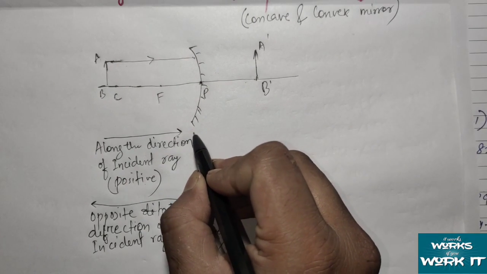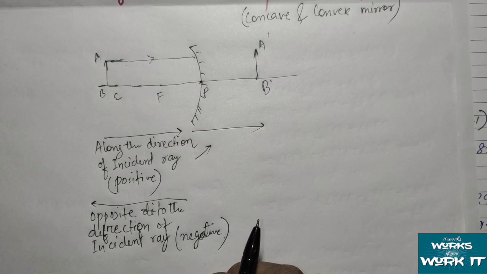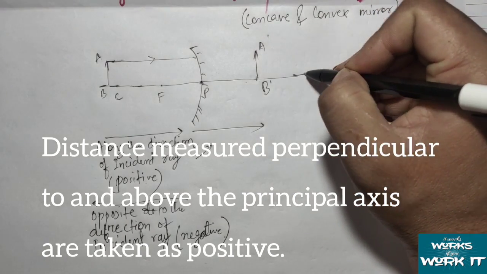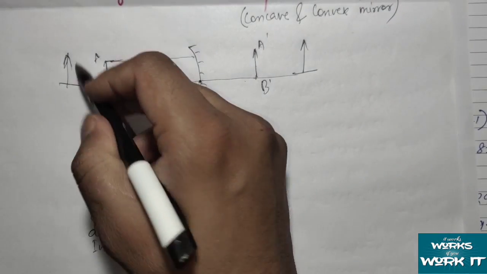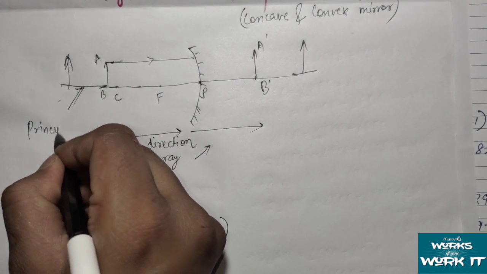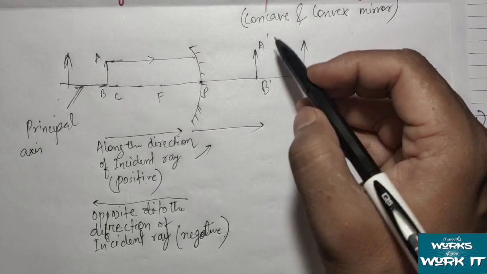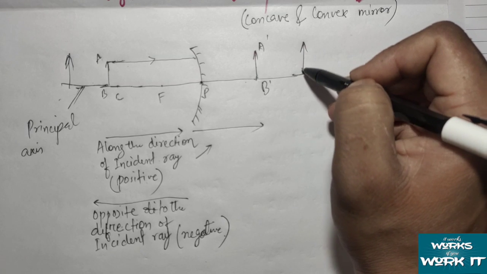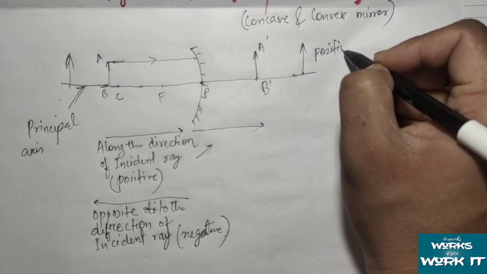So this one I can draw here also, same thing. The third point is that distances measured upward and perpendicular to the principal axis are taken as positive. So if I have to measure in the upward direction, above and perpendicular to the principal axis, this is our principal axis. So that sign will be positive.